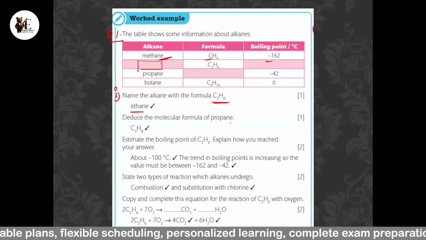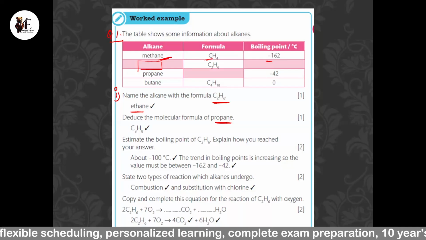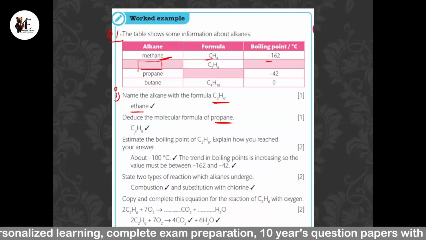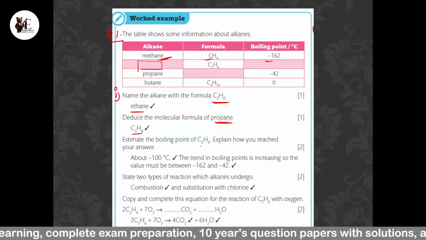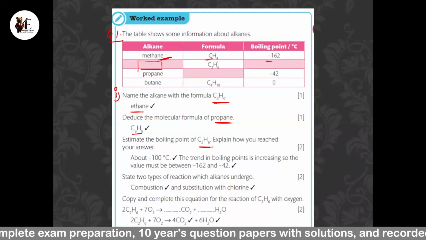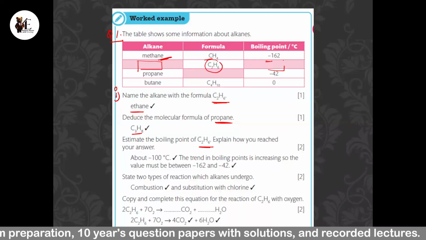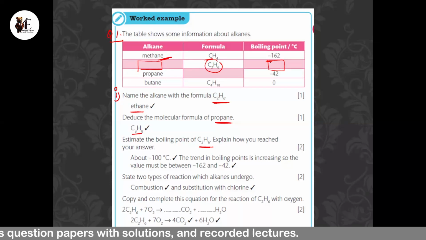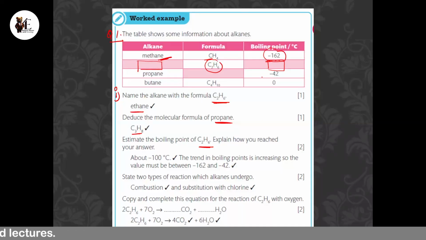Now what's the molecular formula of propane? C3H8. Yes. Now what should be the boiling point of C2H6? I don't know, ma'am. So what you have to remember here, that as the number of carbon atom increases, your boiling point also increases. So it should be between minus 162 and minus 42. As the number of carbon atom increases, boiling point also increases.